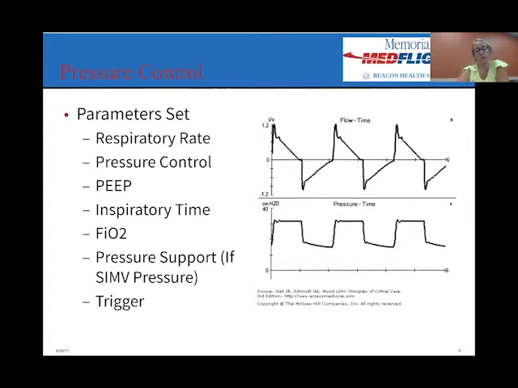So in SIMV mode, if you think about somebody breathing through a straw, they would increase their work of breathing. It would be really hard to suck all that air through the straw. So what pressure support does is it makes up the dead space in that vent circuit and gives them a little bit of pressure to help support their breath. And again, the trigger is just when it recognizes you're starting to take a breath, and then it will initiate the vent to give the rest of the breath.